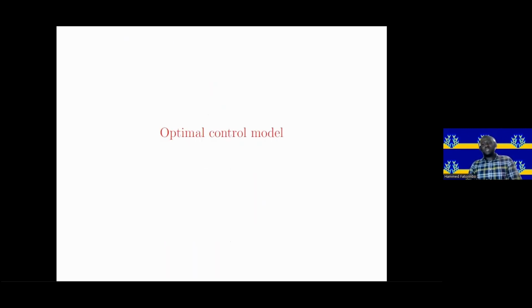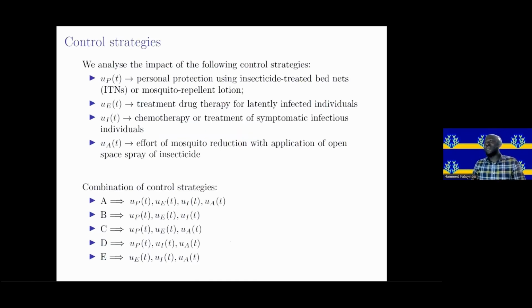So the other thing that we looked into, because what I've explained in the previous model, the model is the non-optimal control model. So now we looked into the optimal control model. For the optimal control model, we modify the non-optimal control model by introducing different control strategies, and the control strategies are modeled as time-dependent functions.